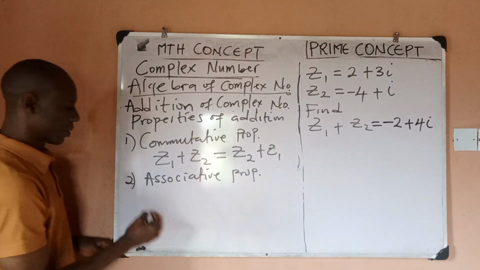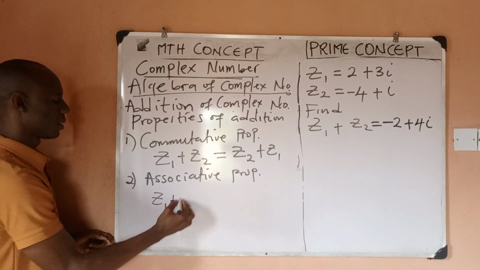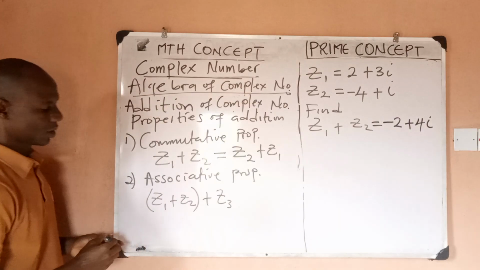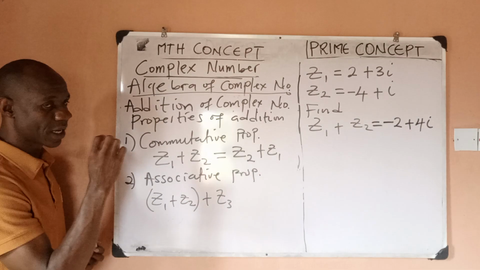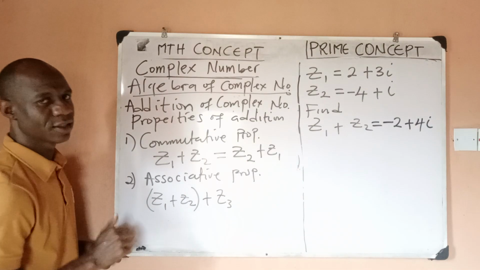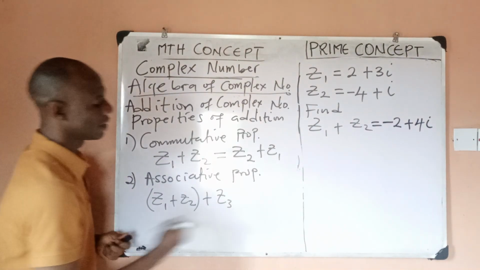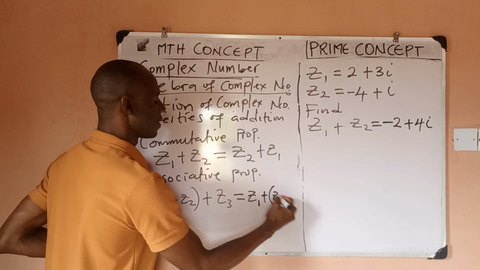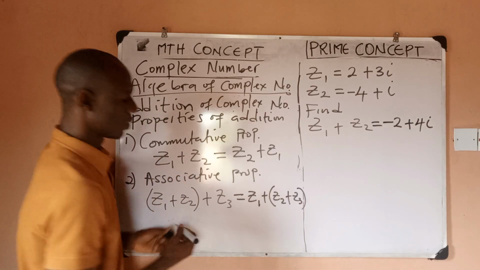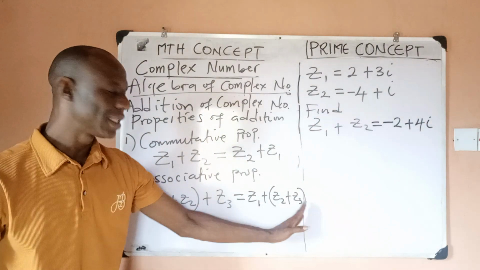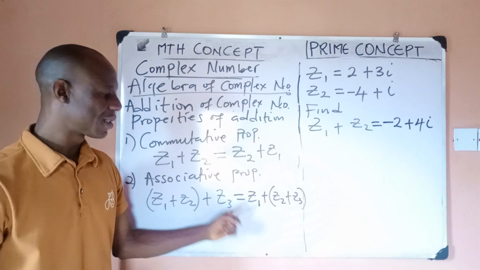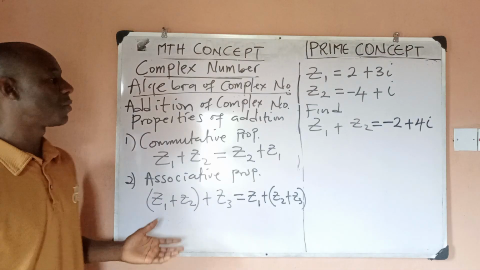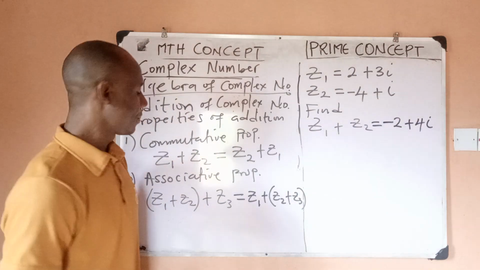Now, number two is the associative property. Which simply means if I have z1 plus z2, then this is associating with z3. That is to say, if I add z1 and z2 first, before adding the result to z3, it will be the same thing as saying z1 plus the sum of z2 and z3. So it means I can combine z2 and z3 before associating with what? z1. This is also true. This is known as the associative property. I can still swap it any other way. It's true.